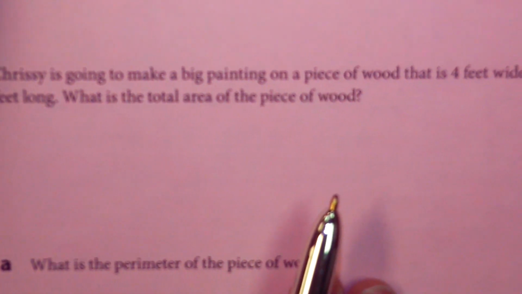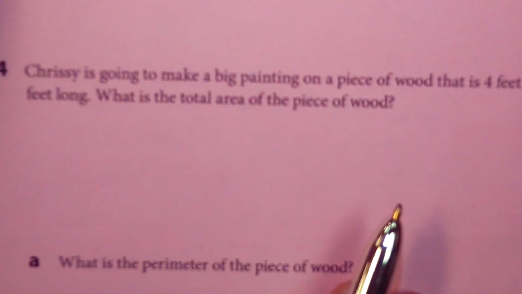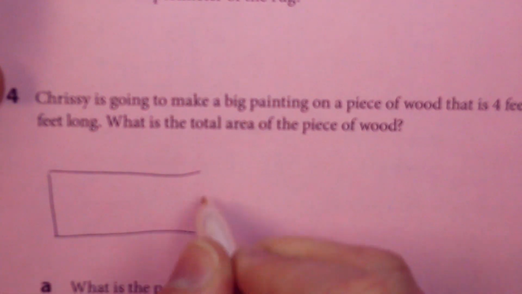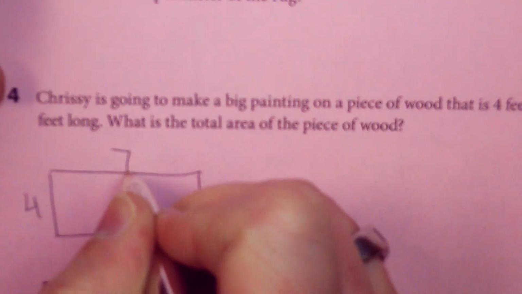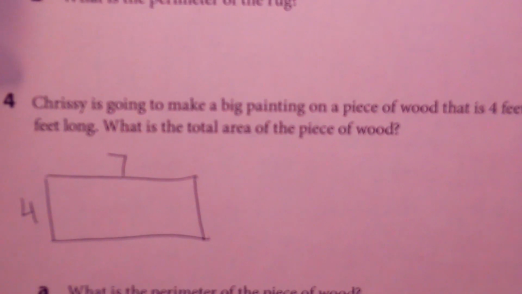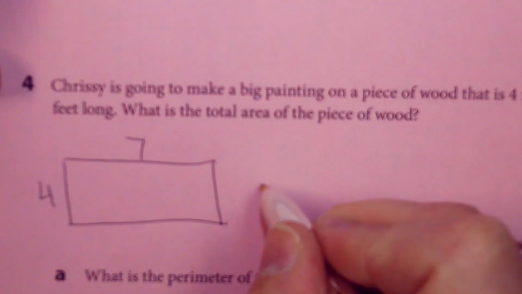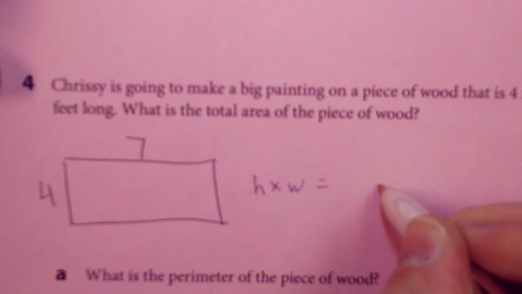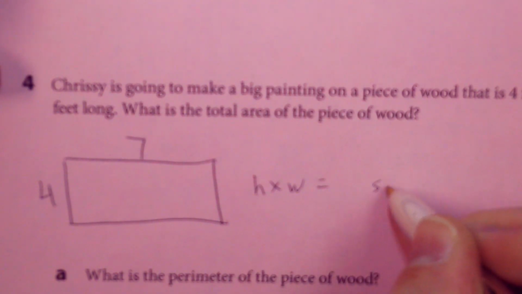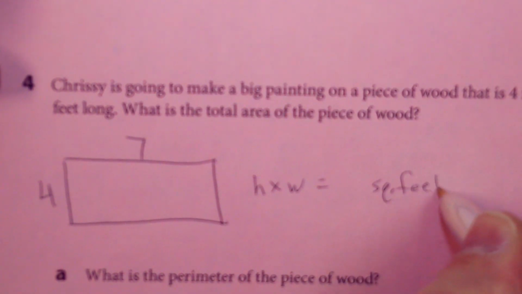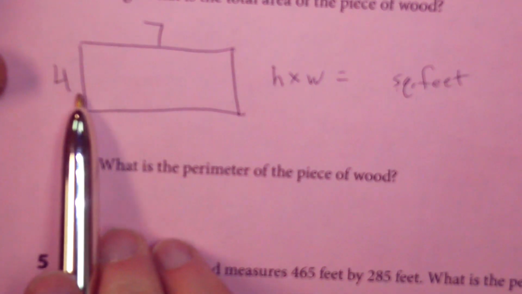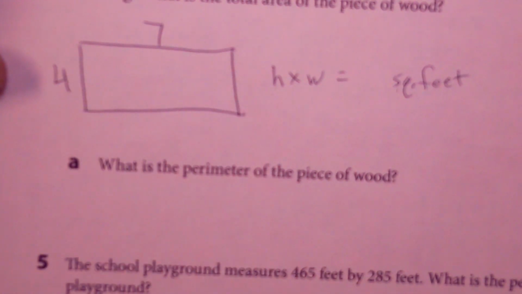Chrissy is going to make a big painting on a piece of wood that is 4 feet wide and 7 feet long. Big piece of wood, that is. 4 feet by 7 feet. What is the total area of the piece of wood? Once again, it's how tall it is, that's height, times how wide it is. Don't forget, since we're measuring feet, our units have to be square feet. Okay, you can do SQ period. That's totally fine. And then it wants you to find the perimeter, and you're going to do that in feet.